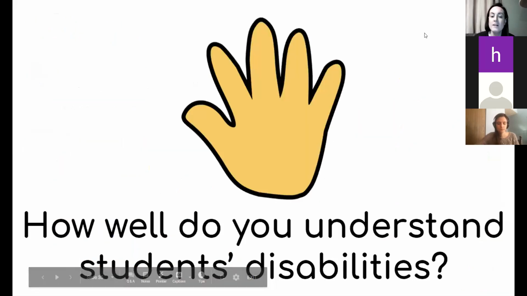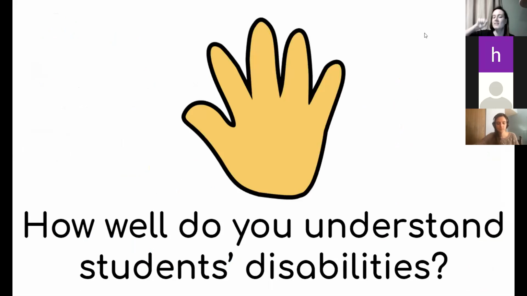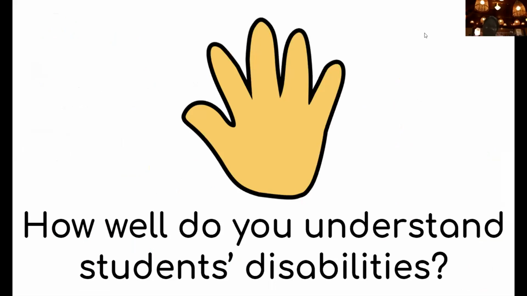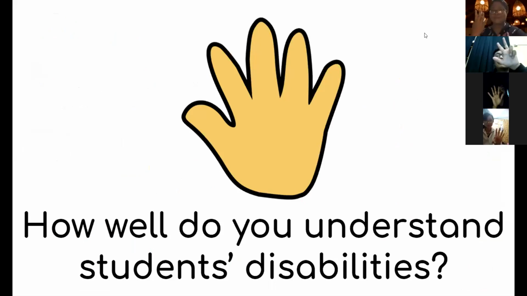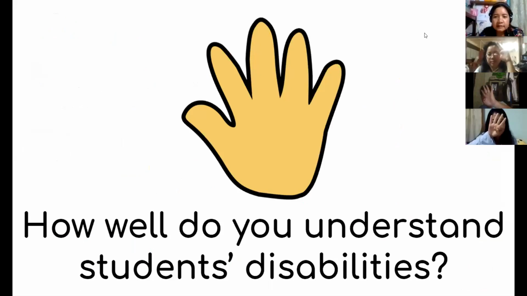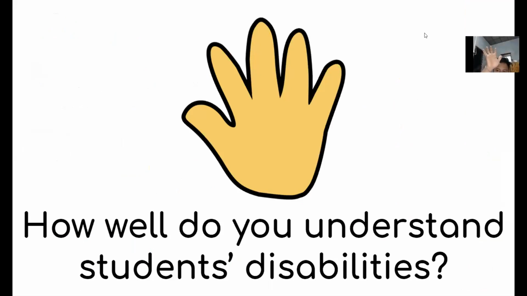Okay, so how well do you understand students' disabilities now? Not at all, a little bit more, somewhat, quite well, and extremely well. So between 0 fingers and 5 fingers. On the count of 3, can you show me? 1, 2, 3. How well do you understand? Okay. 3s, 4s, 5s. Okay, awesome.